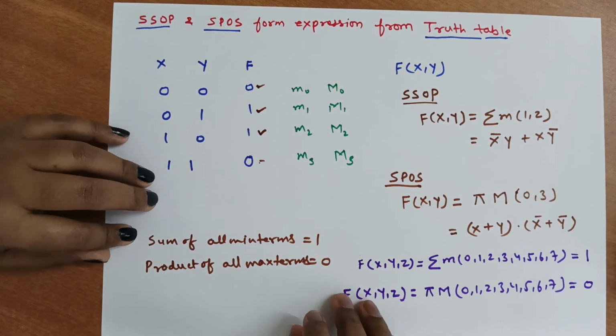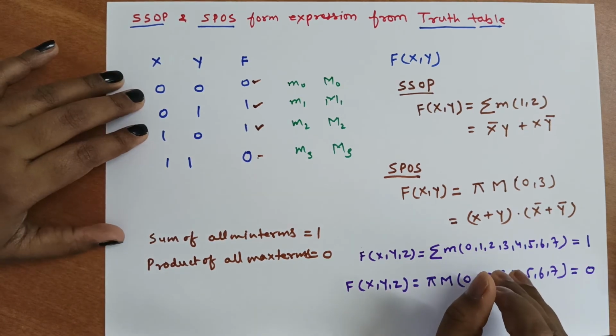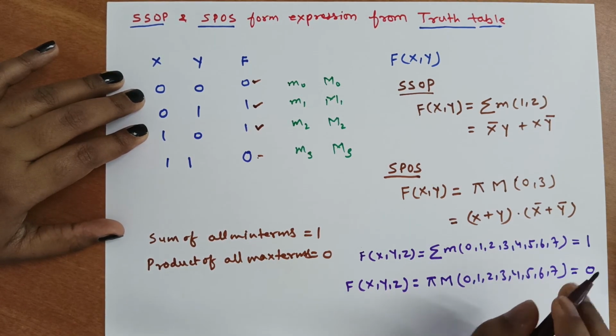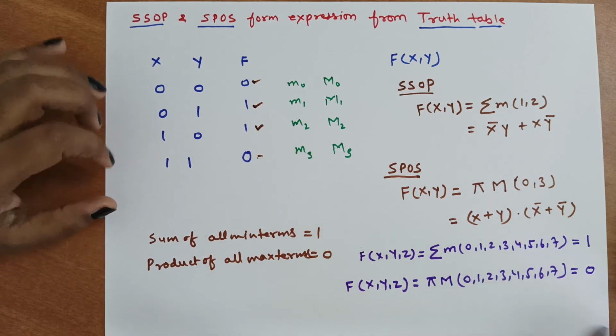So in this lecture we have covered how to get the expression in SOP and SPOS form for a Boolean function.